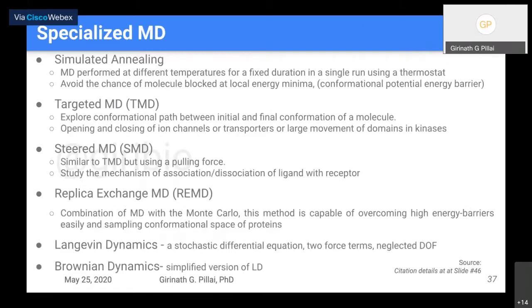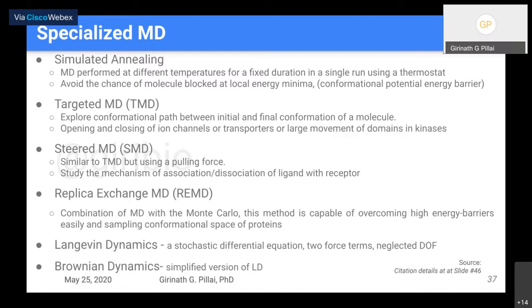Now there are some specialized MD methods. Let me tell you, Langevin dynamics and, at the bottom, Brownian dynamics are something we are already using, embedded in whatever dynamics we are trying to do. Now coming to simulated annealing, it runs at different temperatures for a fixed duration in a single run using a thermostat. I have seen plenty of publications on simulated annealing. They also try to avoid the chance of the molecule getting blocked at local energy minima. That is a conformational potential energy barrier.